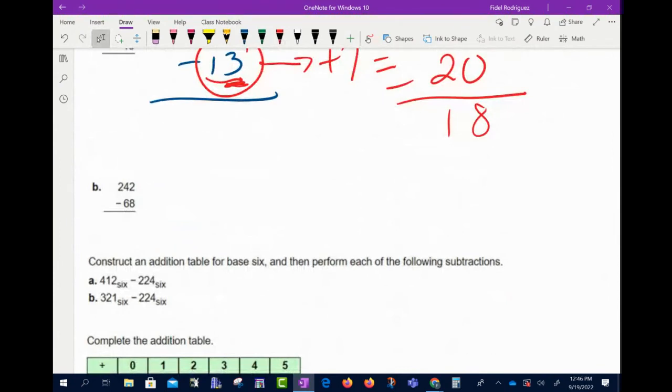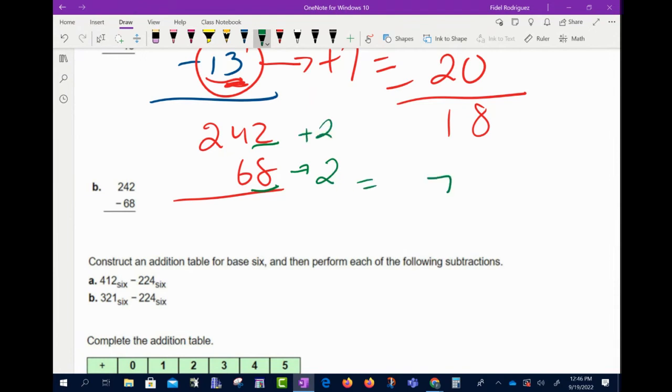So let's do the same thing for this next one. I'm going to write 242, and we're taking away 68. The first thing I notice is we're trying to take away 8 from 2, and I can't do that. So if I want to change 68 to 70, because that's the nearest ten, how much would I have to add? 2, right? If we add 2 there, we're going to add 2 here. That's going to give me 70. That's going to give me 250.